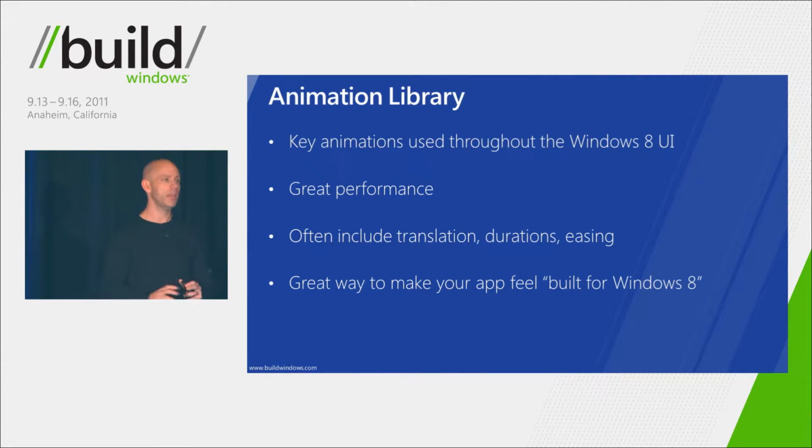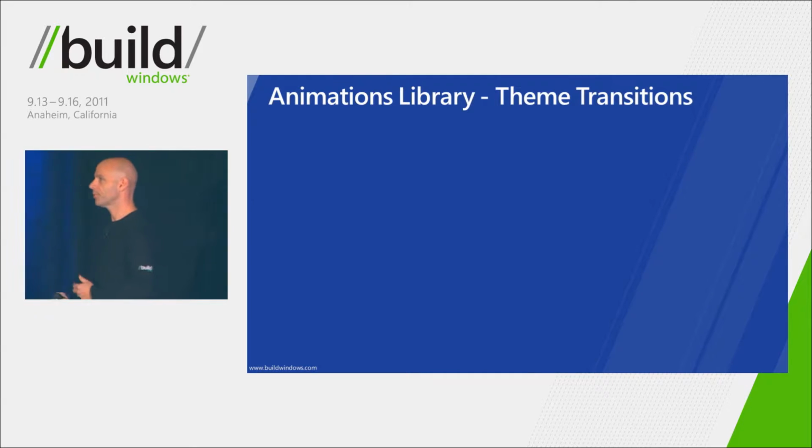You don't have to set the easing or the duration or the translation or the opacity. All that's set up for you if you say, all I want is an entrance theme transition. When things come in, I want them to come in the same way they do it throughout all the other apps in Windows. You add that one transition, and it does it. So it's a great way to make your app feel like it's part of Windows.